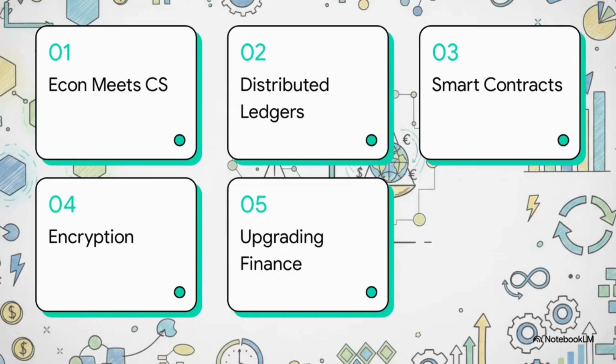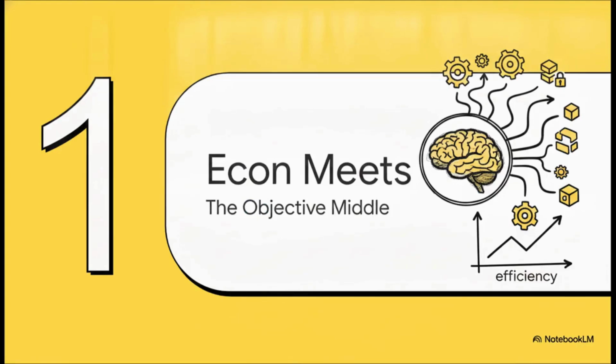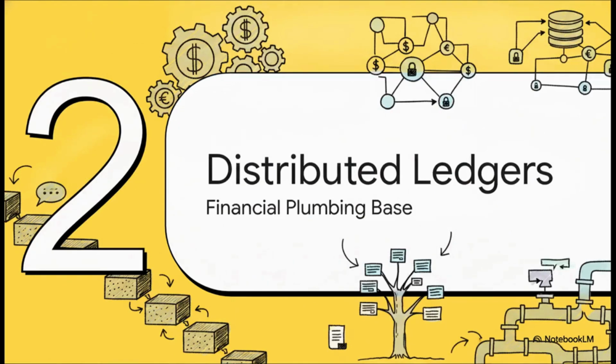So, here's our roadmap for this explainer. First, econ meets computer science. Then we'll explore the holy trinity of this tech: distributed ledgers, smart contracts, and encryption. And finally, we'll see how they all combine into upgrading the financial system. All right, part one, econ meets computer science, finding the objective middle ground. Moving right along to part two, distributed ledgers, the foundation of financial plumbing.